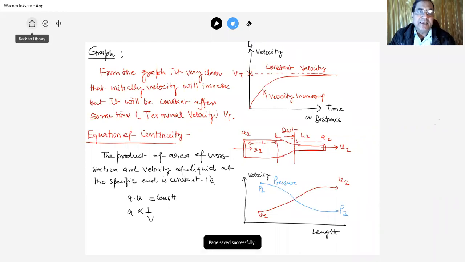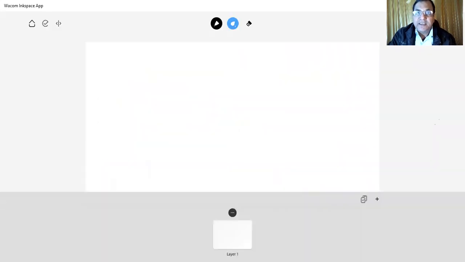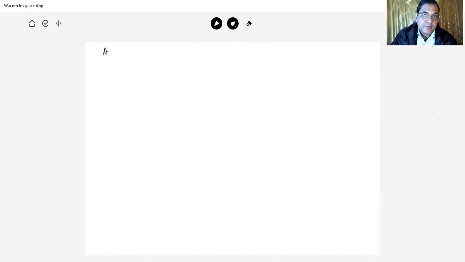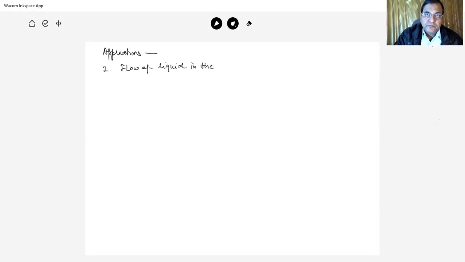So it is used in various cases. The application areas are important in this case, and you can see the applications. First is the flow of liquid in a canal.